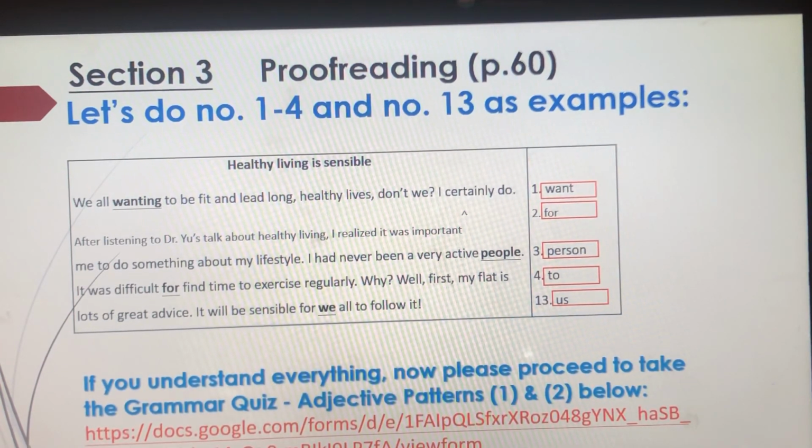So, finally, if you understand everything, you may proceed to take the grammar quiz on adjective patterns, part 1 and part 2. That means, well, Unit 6 and Unit 7. Okay? Click on the link below and you can attempt and do the quiz.